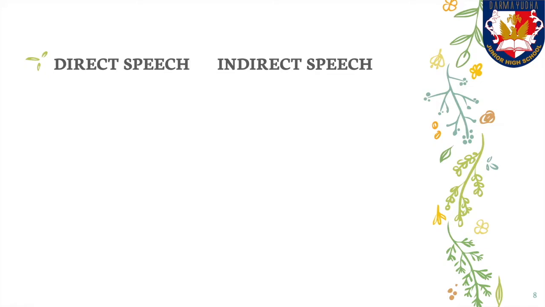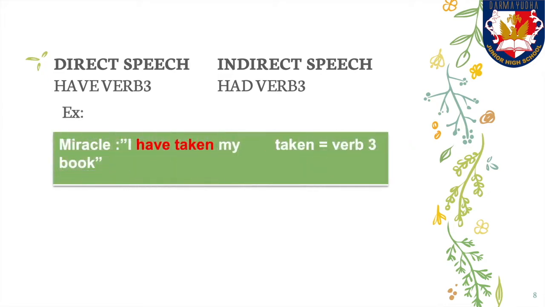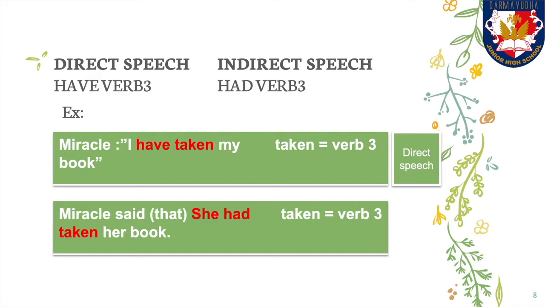Now, number 3. Have verb 3 becomes had verb 3. Miracle said, I have taken my book. Have taken is verb 3, and it becomes, Miracle said she had taken her book. Have taken becomes had taken.